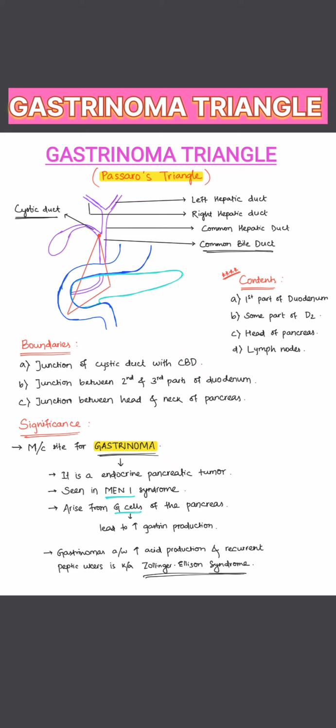So the gastrinoma which is associated with increased acid production and recurrent peptic ulcer is known as Zollinger-Ellison syndrome. So that's all about the Gastrinoma triangle that we need to know in this video.